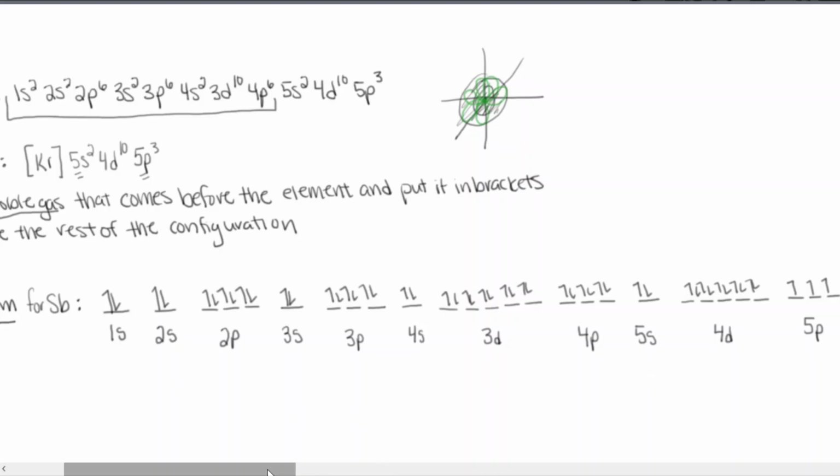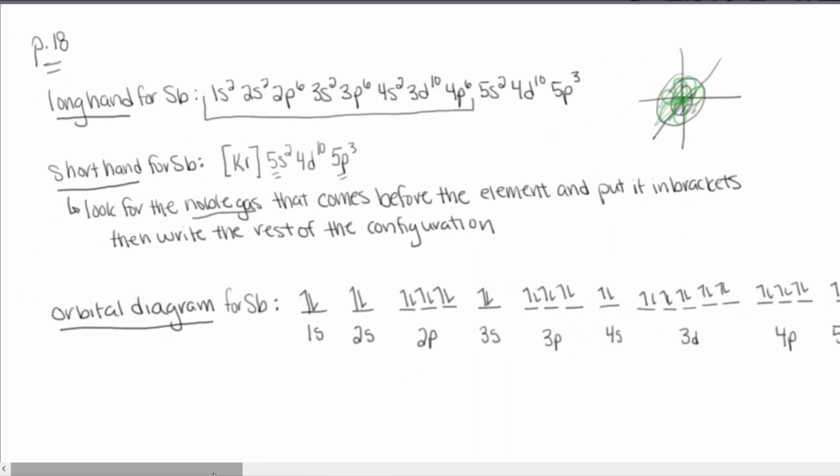Okay, I want you to take a quick pause here, and I want you to practice this shorthand and orbital diagrams for the practice that you guys did on pages 19 and 20. I believe on 19 and 20 yesterday, I asked you guys to do the longhand, so that should already be done. Now take a break, go back there, and do the shorthands and the orbital diagrams.